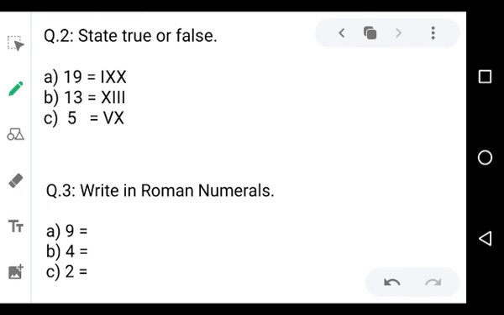Next is write in Roman numerals. Here an international number is given. You have to write it in Roman numerals.